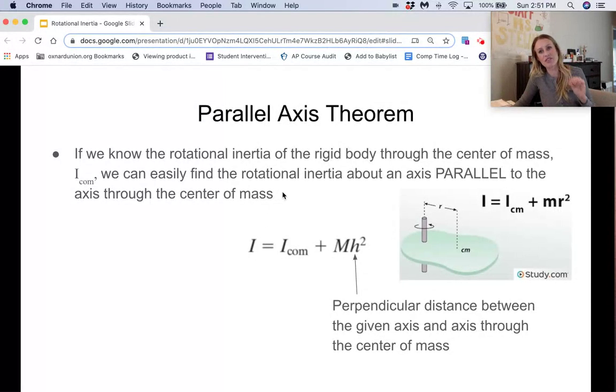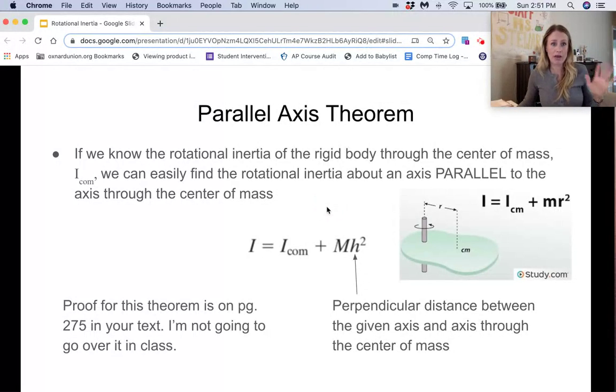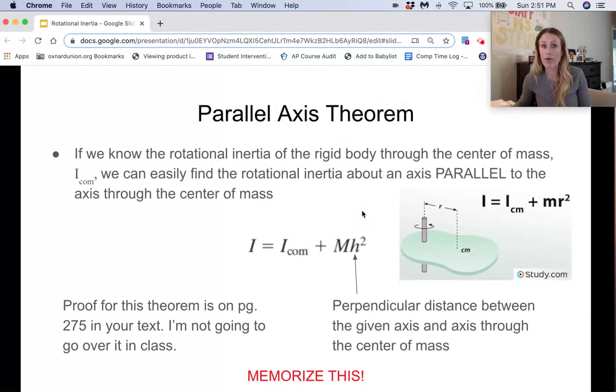Now, this is one of the few things, because usually you can use your equation sheet on the AP test. You can derive some equations that aren't on the equation sheet pretty easily, but this is one that is not on your equation sheet that I would say is very, very important to just memorize. All right. A proof of this theorem is on page 275 in your textbook. I'm not going to go over the proof in class, but if you're interested, you can see that proof on page 275. And like I said, I do want you to memorize this equation. It is very, very important for you to memorize this equation.